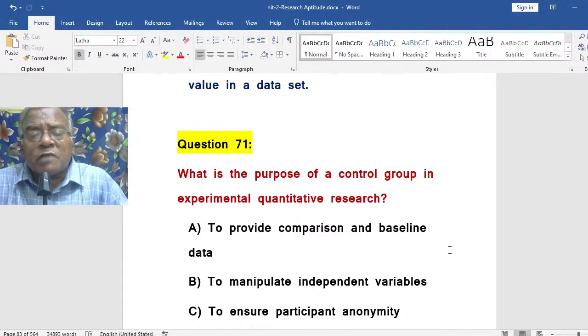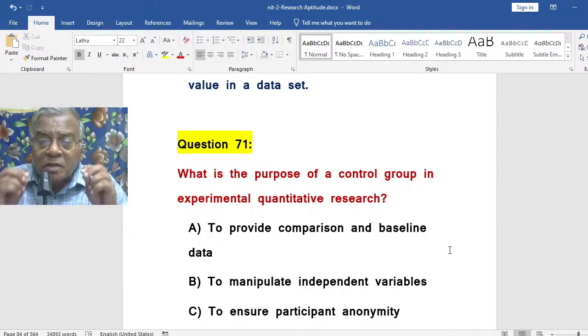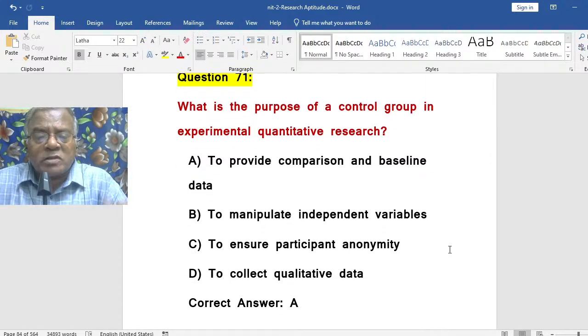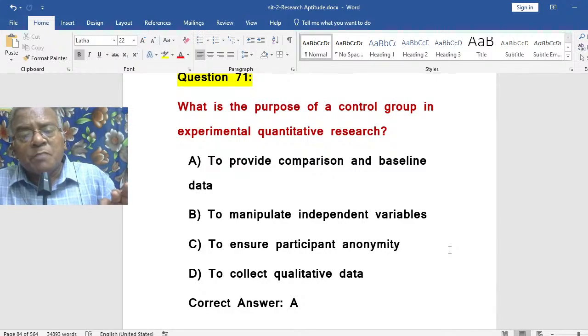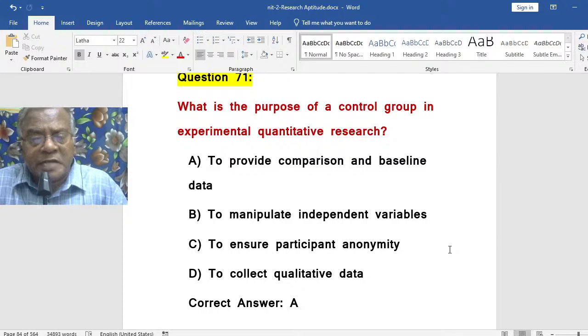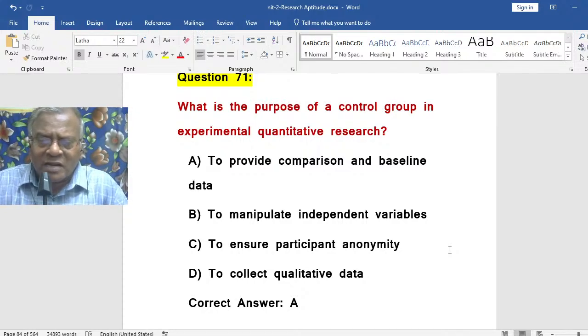What is the purpose of a control group in experimental quantitative research? Now, out of these four alternatives, which is the correct one? That is to provide comparison and baseline data. That is the purpose of the control group in experimental quantitative research. I will just give you an example so that you understand the entire concept of experimental research.